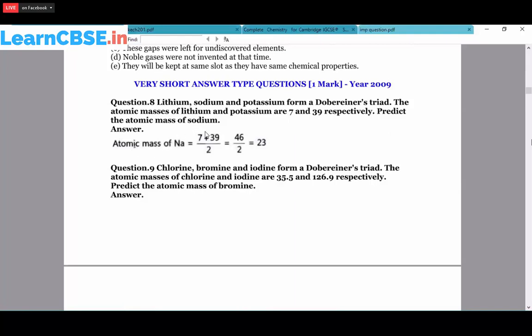According to Dobereiner, lithium is present before sodium and potassium is present after sodium, so he took the average of these two. 7 plus 39 divided by 2: 46 divided by 2 gives 23. So 23 is the atomic mass of sodium.